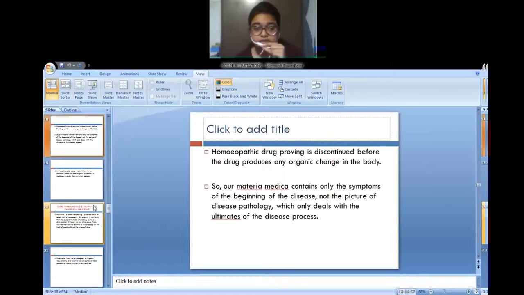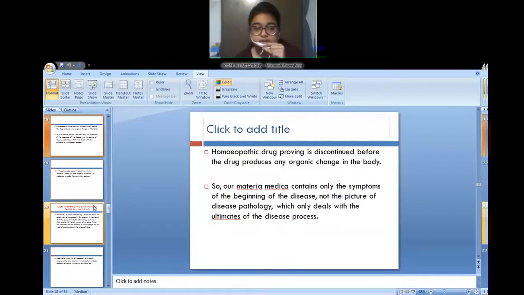As we all know, homeopathic drug proving is discontinued before the drug produces any organic change in the body. This is what we learned in homeopathic drug proving. So our Materia Medica contains only the symptoms of the beginning of the disease, not the picture of the disease pathology, which only deals with the ultimate of the disease process.